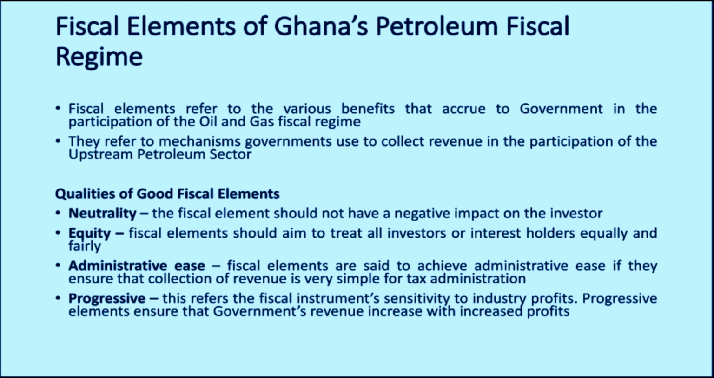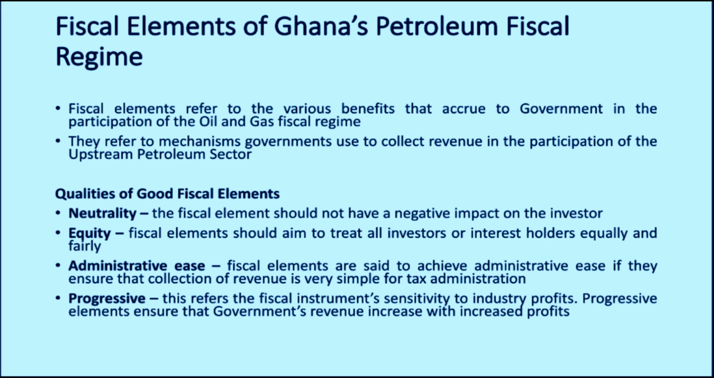So let's look at the fiscal element of Ghana's petroleum fiscal regime. Now, before we look at the fiscal element, what is Ghana's fiscal regime, or what fiscal regime does Ghana operate? Ghana operates a royalty tax system with what we call state participation. Another school of thought deems Ghana's fiscal regime as hybrid, but it is not hybrid. It is a royalty tax system with state participation.